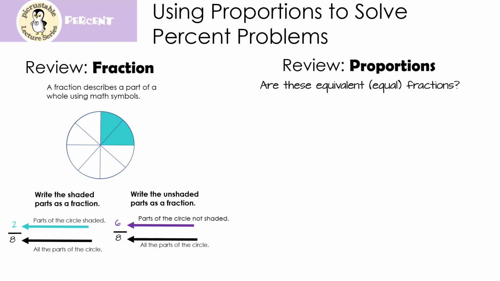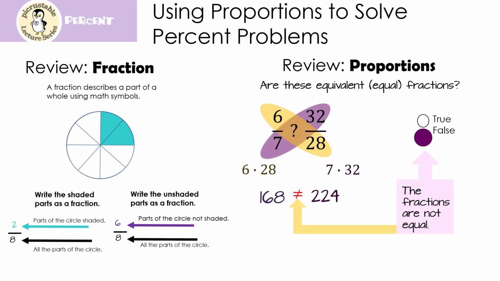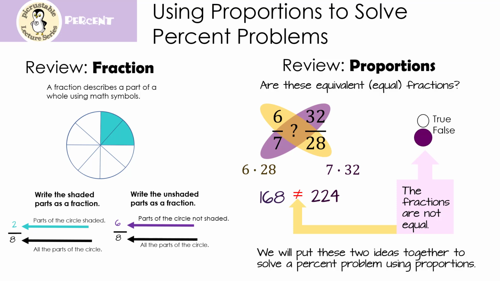For proportions, we need to figure out when two fractions are equal or equivalent. If you remember, what we did was we cross-multiplied. If the numbers are not equal, then the fractions are not equal also. That means they're not equivalent. We will put these two ideas together to solve a percent problem using proportions.